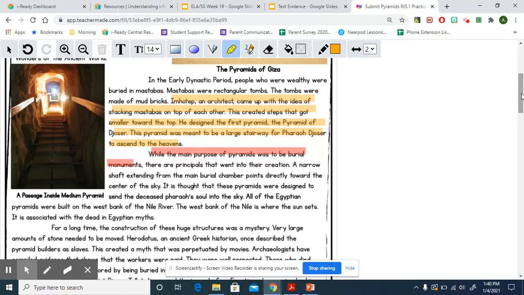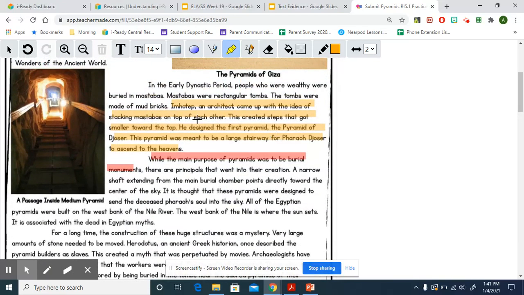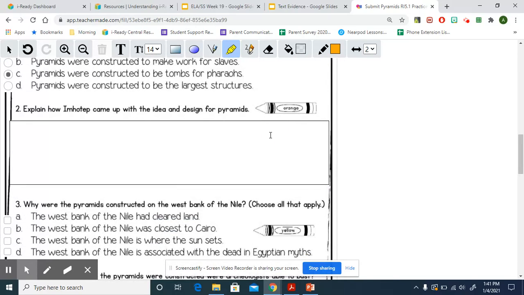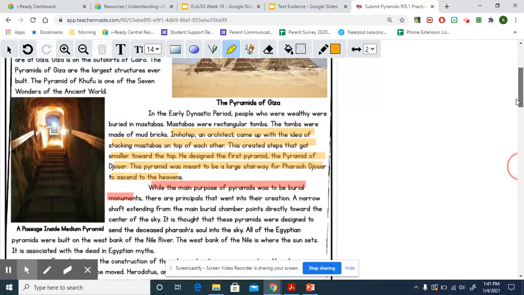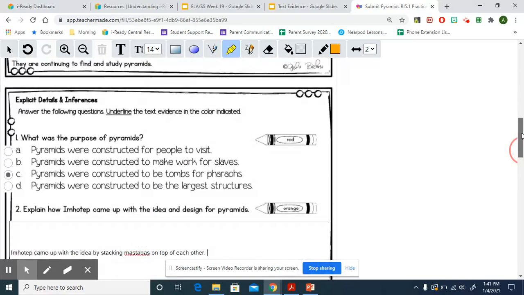So again, the question was asking how Imhotep came up with the idea and design for pyramids. He came up with the idea of pyramids by stacking mastabas on top of each other. So remember, we're going to use that wrap form. First, restate the question. So the question is asking how he came up with it. Imhotep came up with the idea by, now answer it, stacking mastabas on top of each other. And we have highlighted our text orange.